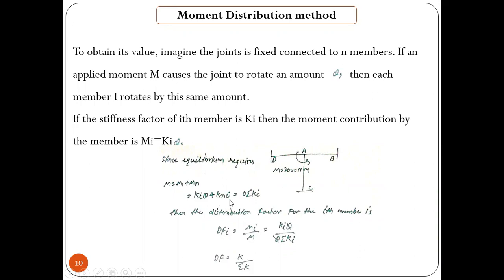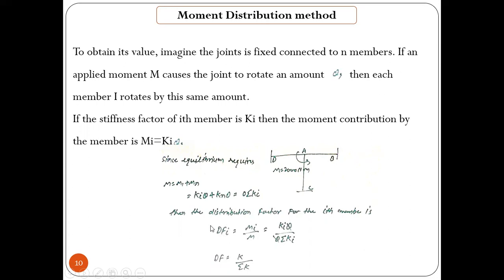Ki is the member stiffness times theta, which is equal to the summation of all the values of ki here. Then, the distribution factor for the ith member: if you want to calculate the value at the joint, we know that total stiffness comes out to be the sum of the k.